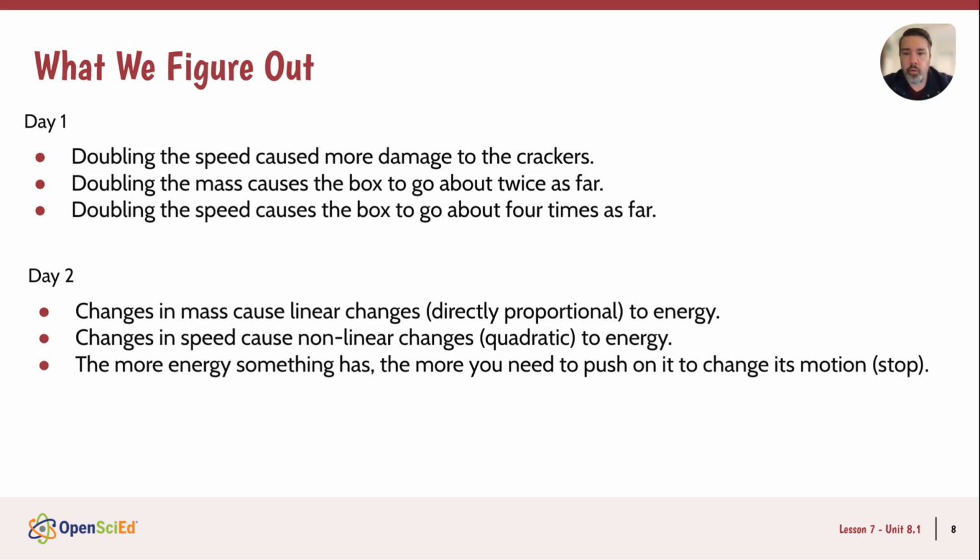On day 2, we figure out that changes in mass are causing a linear change to energy. It's directly proportional. So if we double mass, we get double the energy. We figure out that changes in speed, though, are causing non-linear changes. They're quadratic to the amount of energy that something has. So we see this really cool line on our graph that arcs upward.